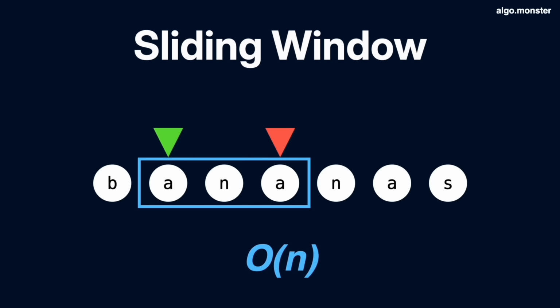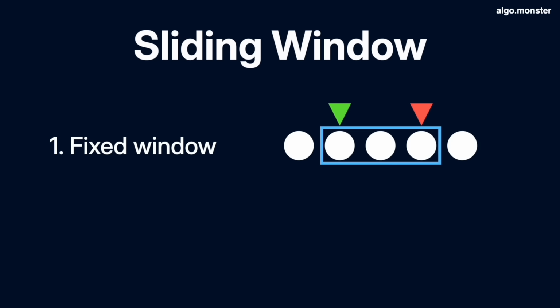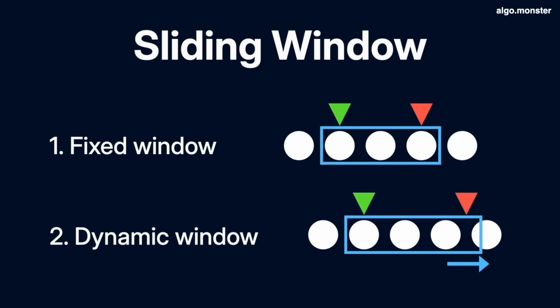Just like with two pointers, there are two main types of sliding window patterns. The first is fixed size, where the size of the window is predetermined and stays the same throughout. And the second is dynamic, where the window can shrink and expand as necessary. Now let's break each one down.